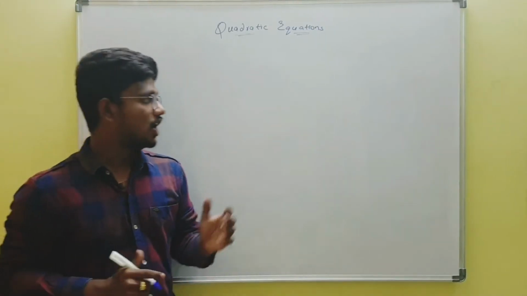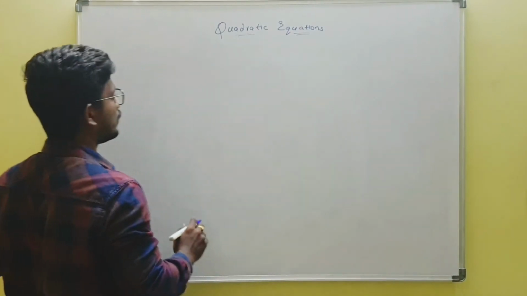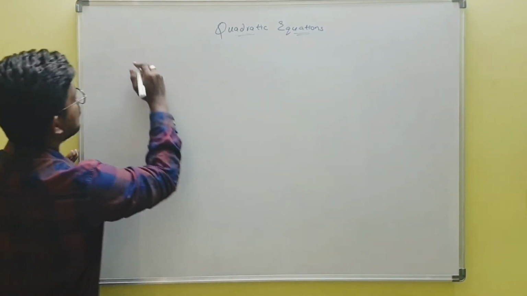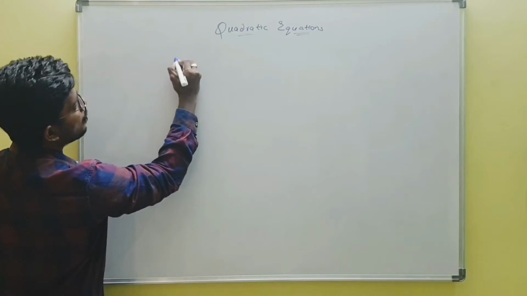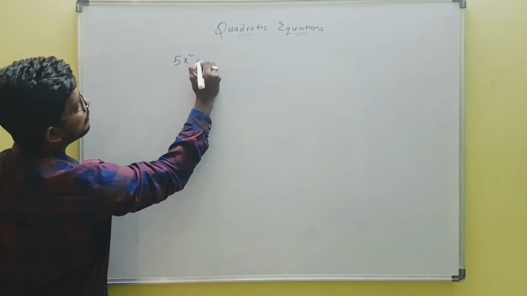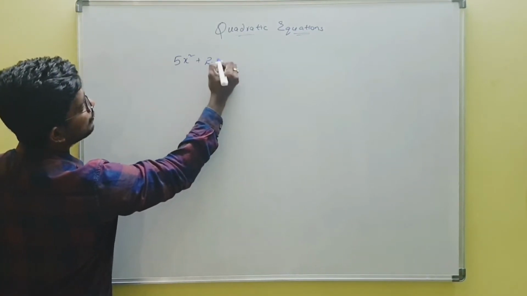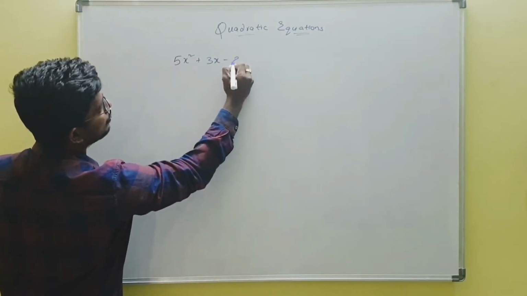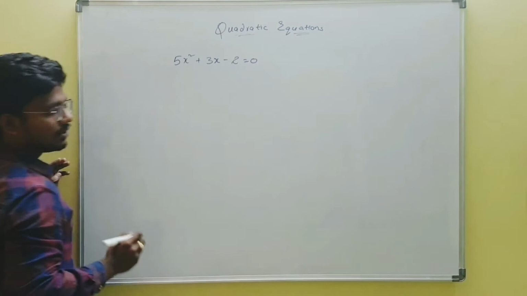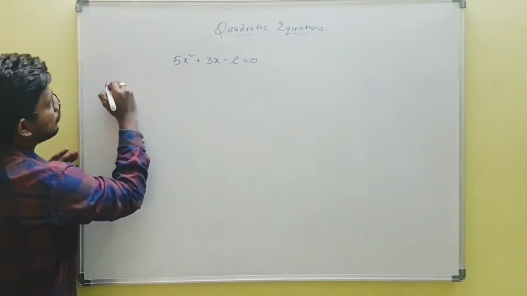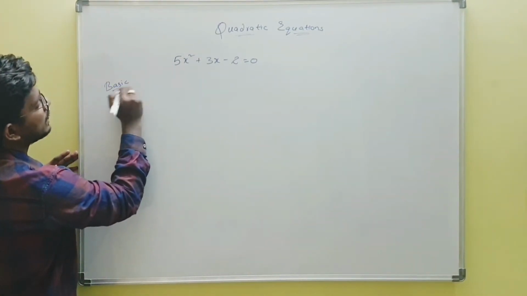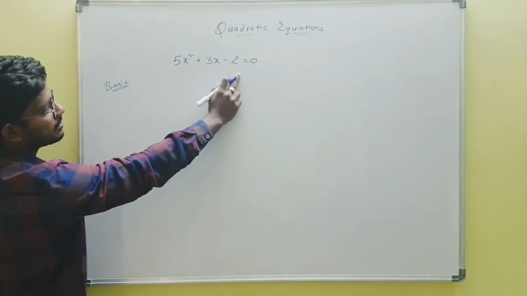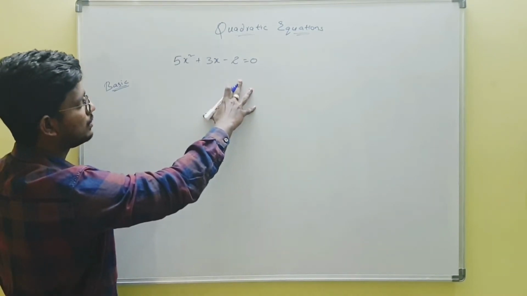Let's see how to find the roots of a quadratic equation. For example, let us consider the equation 5x square plus 3x minus 2 equals 0. The basic method to find the roots for that equation is, we have the equation 5x square plus 3x minus 2 equals 0.